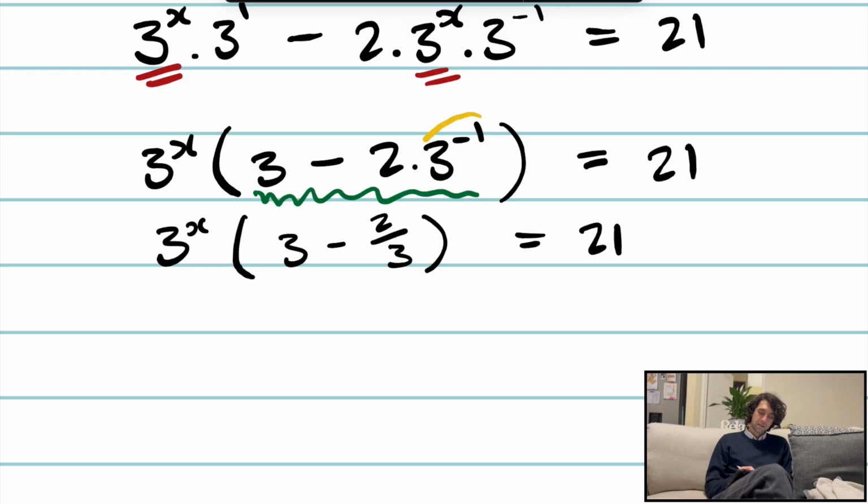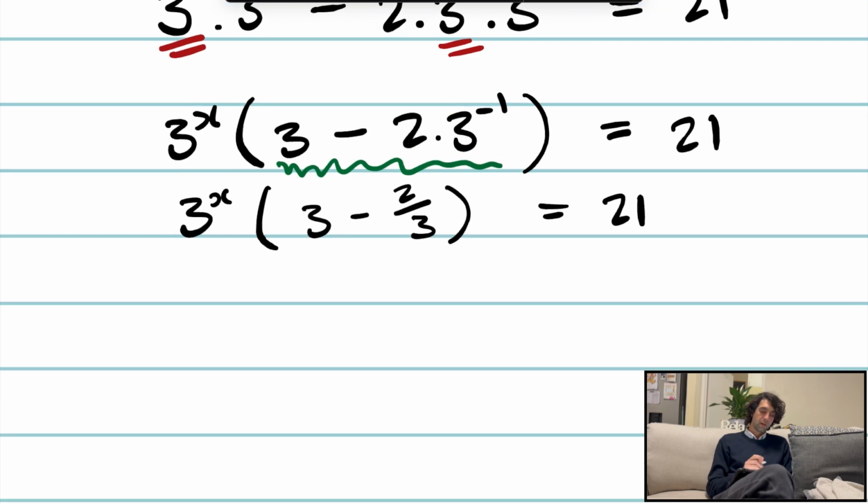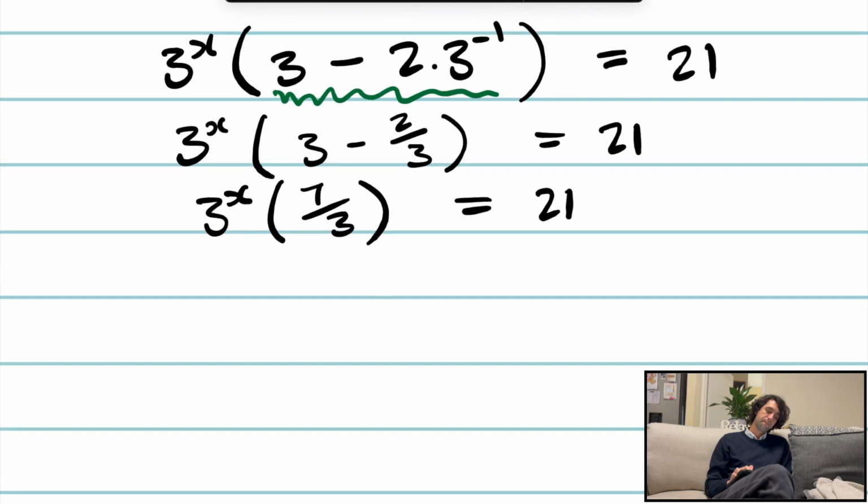Okay, remember this 3 to the power of negative 1 over here. We can take it down into the denominator. That just means 1 over 3. So we get 3 to the power of x multiplied by 3 minus 2/3, which is going to leave me with 2 and a third. 2 and a third, 2 times 3 plus 1, so that is 7 over 3, which is equal to 21.